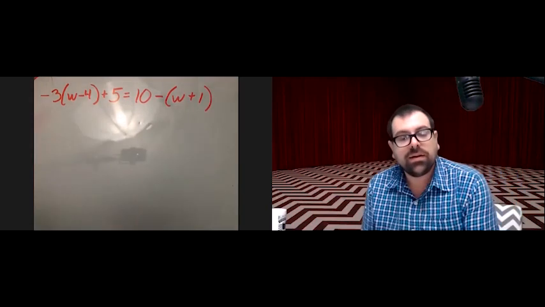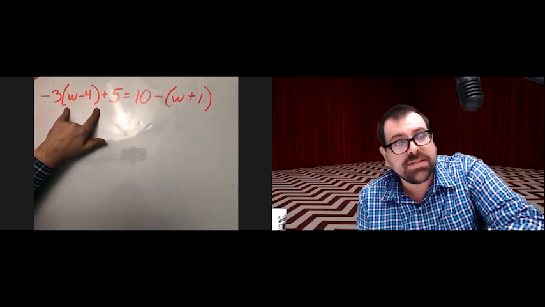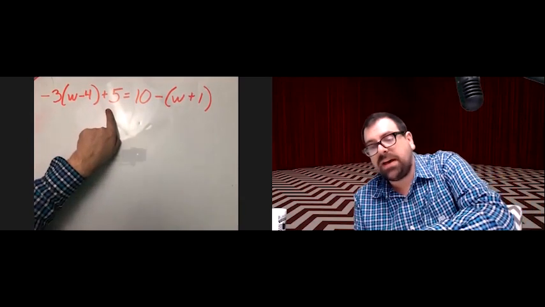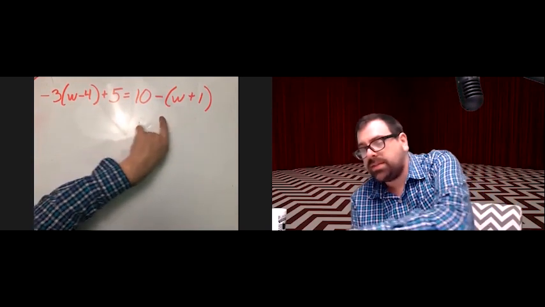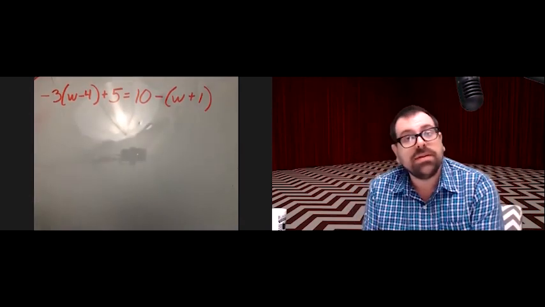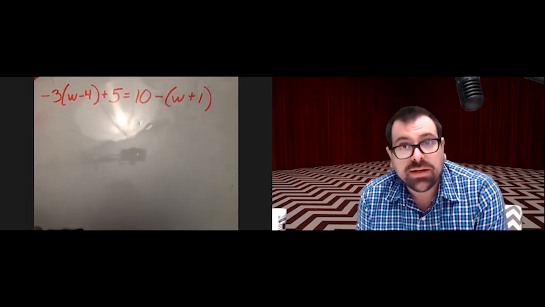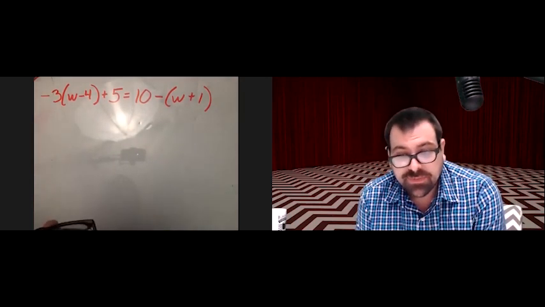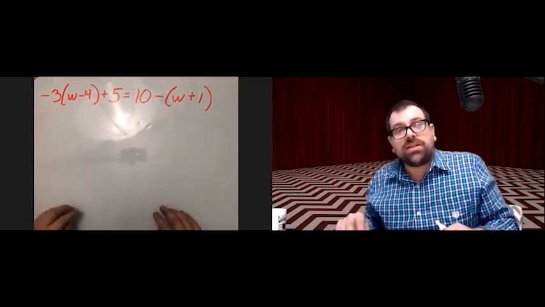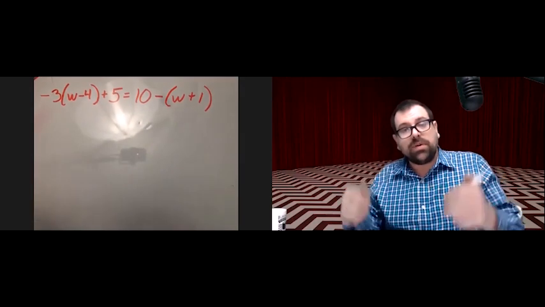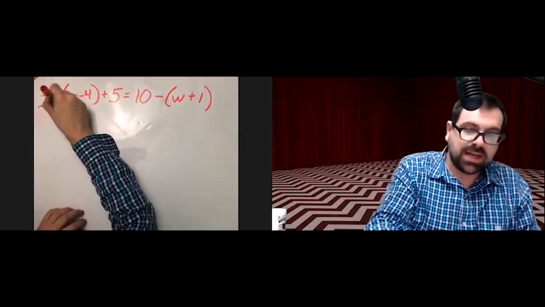negative 3 times, in parentheses, w minus 4 plus 5 equals 10 minus, in parentheses, w plus 1. So our old friend, the distributive property, is coming around again. Remember, with algebraic expressions, the rule was clear parentheses by using the distributive property. We're going to do the same here.